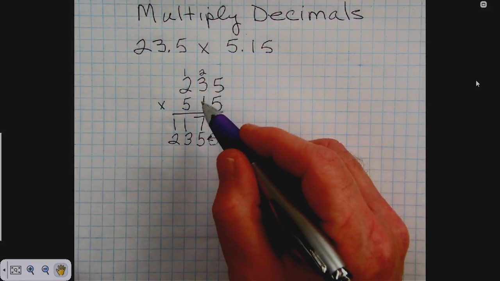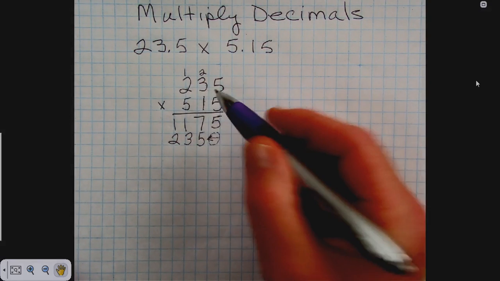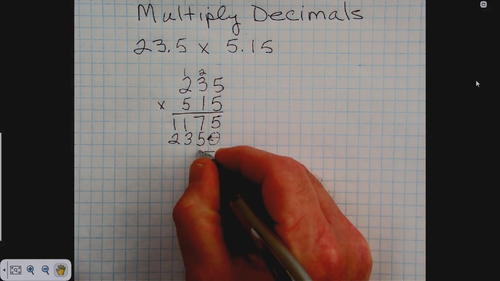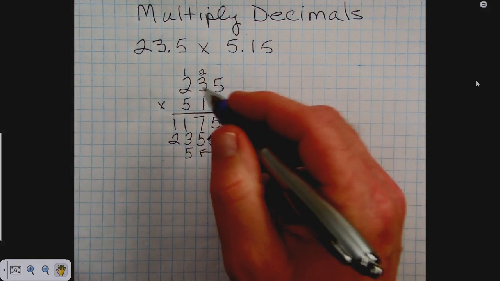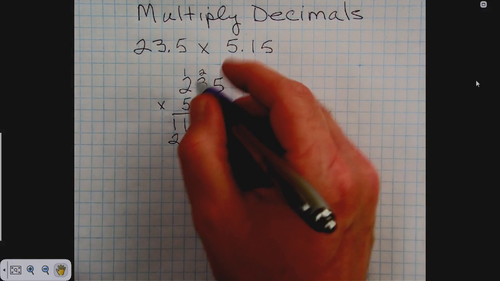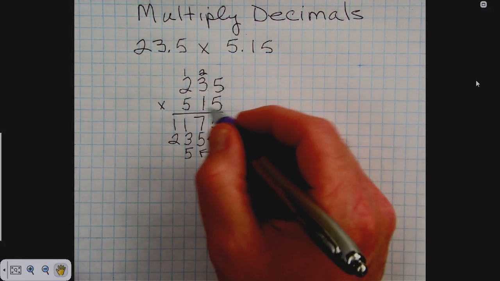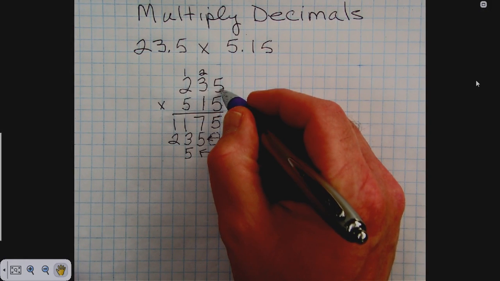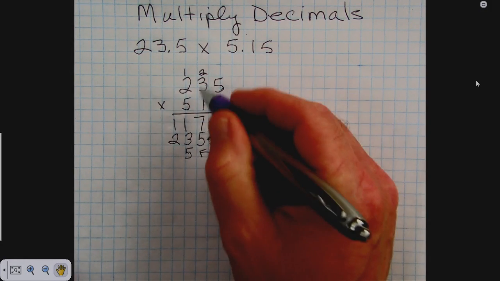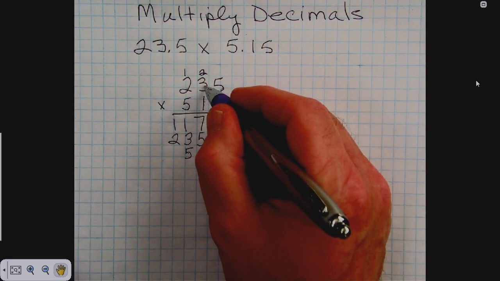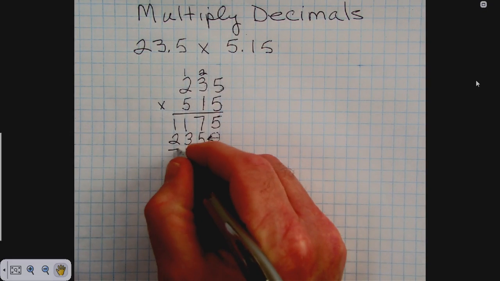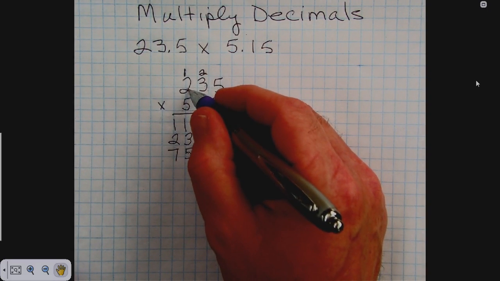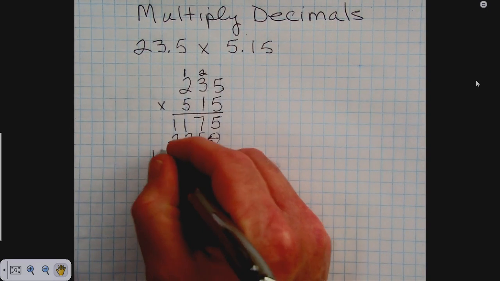We're going back to this one. It's going to be 5 times 5 is 25. Now we're moving in 2. It'll be here. So 5 times 5 is 25, carry the 2. I happen to have a 5 here and 5 here, so this is going to be the same. Put down the 5, carry the 2. 5 times 3 is 15, plus 2 is 17, carry the 1. And then 5 times 2 is 10, plus 1 is 11.